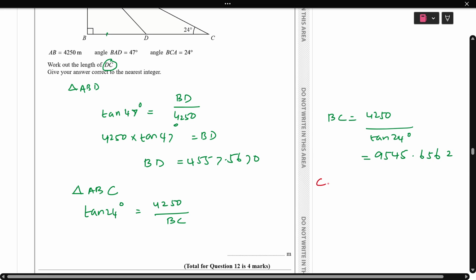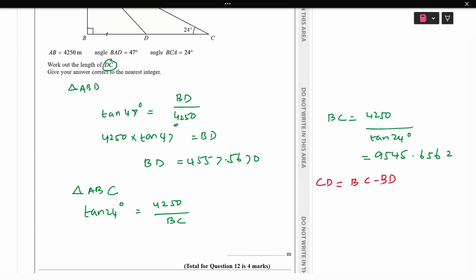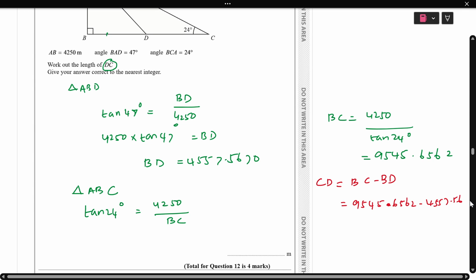We need to find out CD. CD is equal to BC minus BD. So 9545.6562 minus BD is 4557.56. Okay, so we get the answer 4988.089. The answer is asked to the nearest integer, so the answer is going to be 4988 meters.